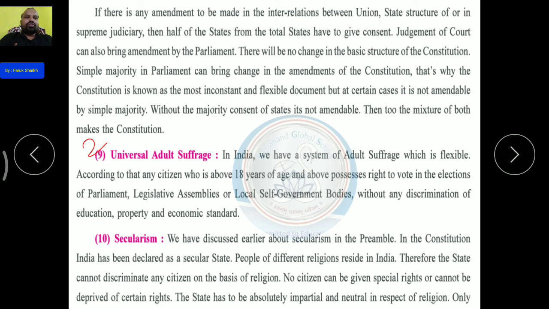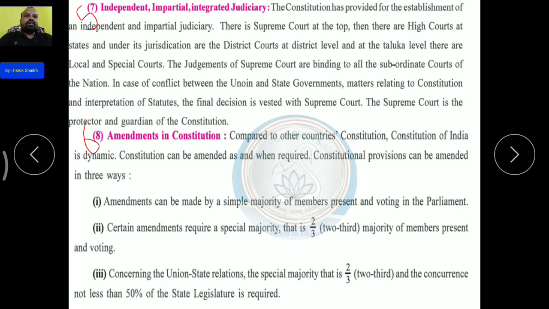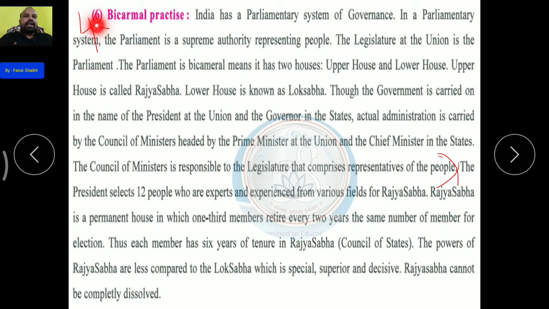So this is the universal adult suffrage. This is the question second answer. This is the independent, impartial, integrated judiciary. This is the question fifth answer. Amendment in the constitution is the question sixth answer. Bicameral practice. So from this, here you have to write point-wise until here.